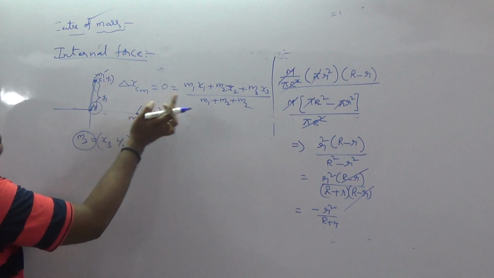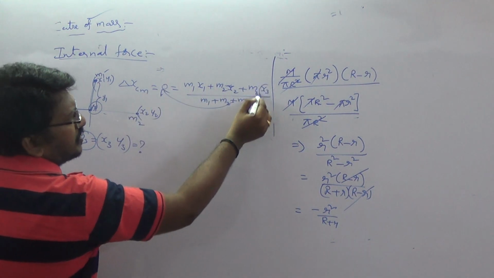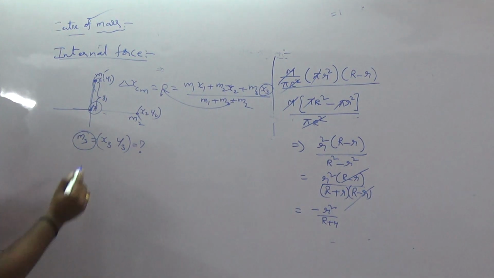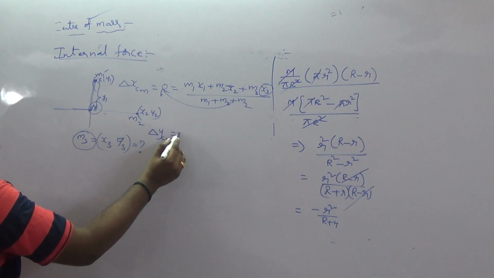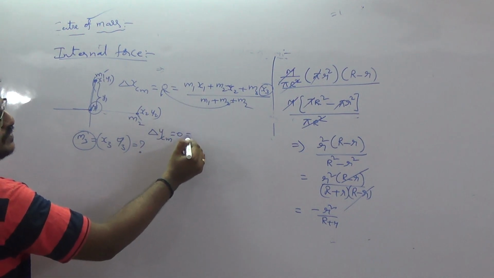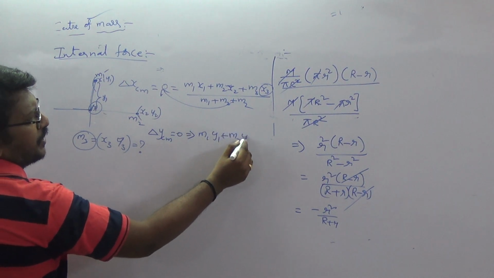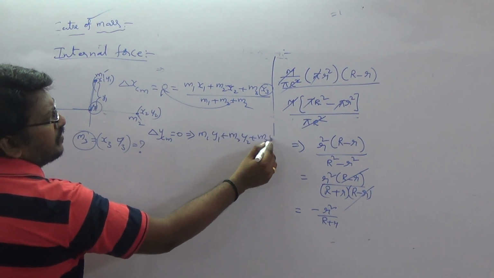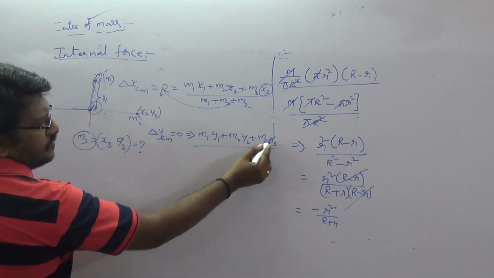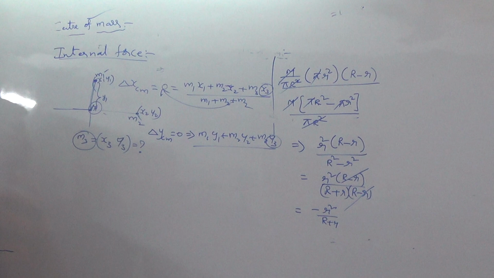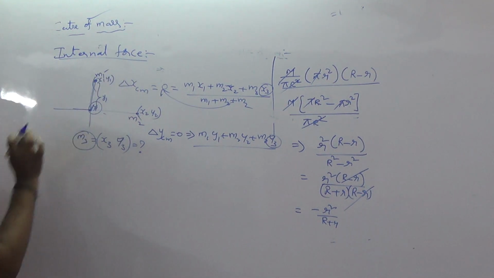Delta xcm is 0, m1 x1 plus m2 x2 plus m3 x3, from that this is also 0. From that we get the x3 value. And similarly we also get delta ycm is also 0. So from that we get (m1 y1 + m2 y2 + m3 y3) / (m1 + m2 + m3). Here also we get y3.